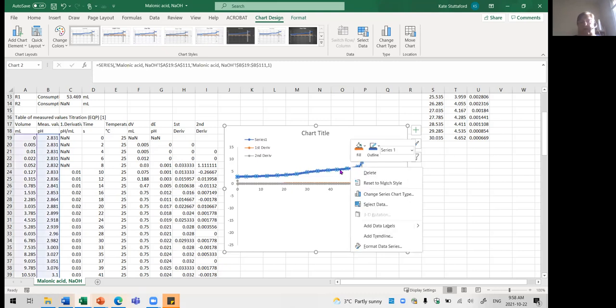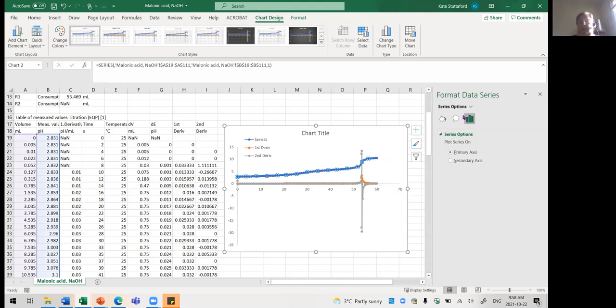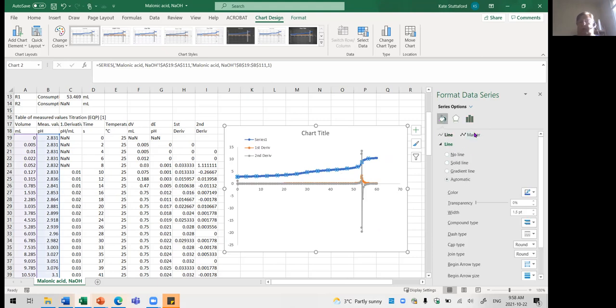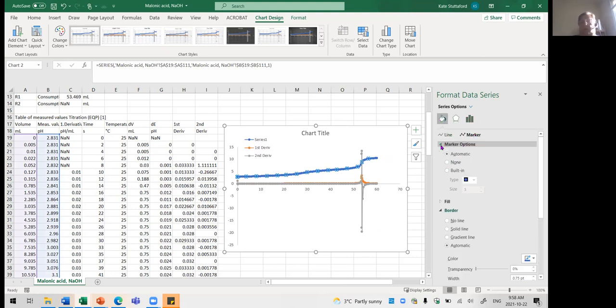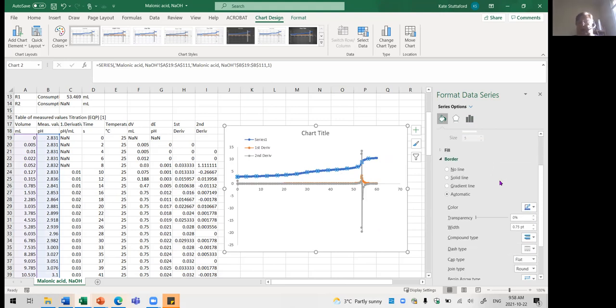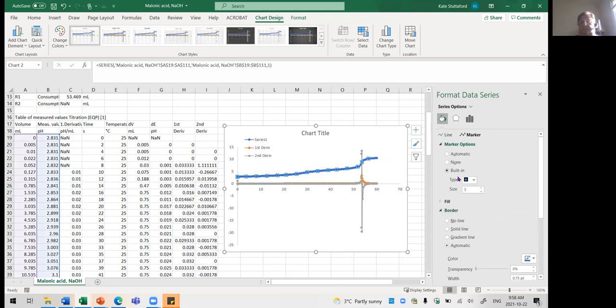So I've selected that data series and then right clicked on it to get format data series. And I'm going to look at the marker and my marker options. I do want a marker on this one, but what I would like is for it to be smaller. So I'm going to reduce the size of it. Okay, because I don't want them overlapping each other. I'd like to be able to see the individual points. And the nice thing about that is that it allows you to see how many points there are that were recorded to make this line.